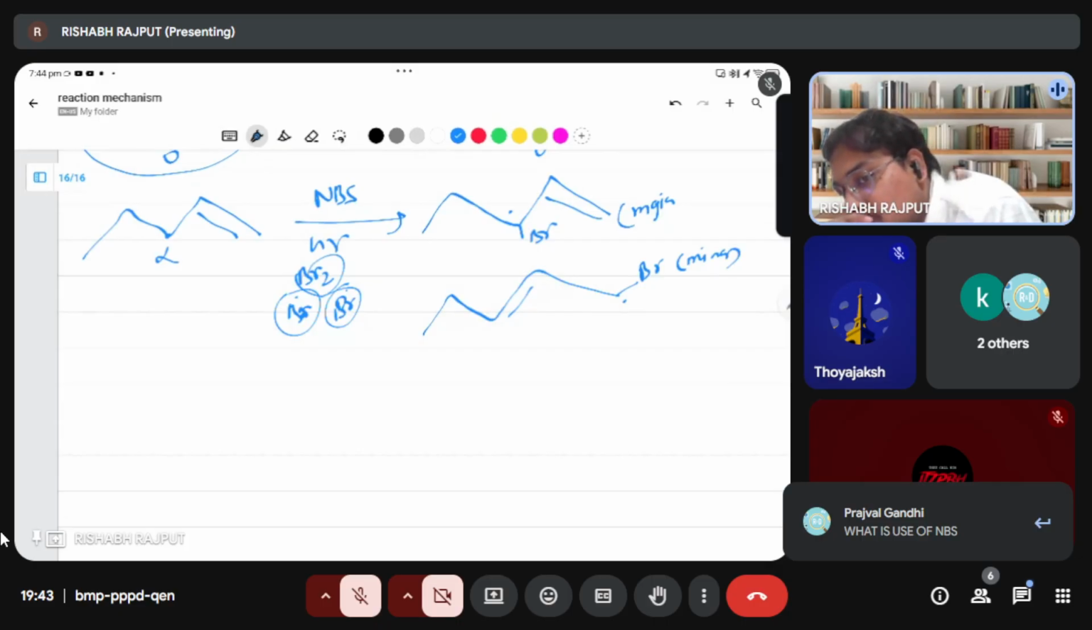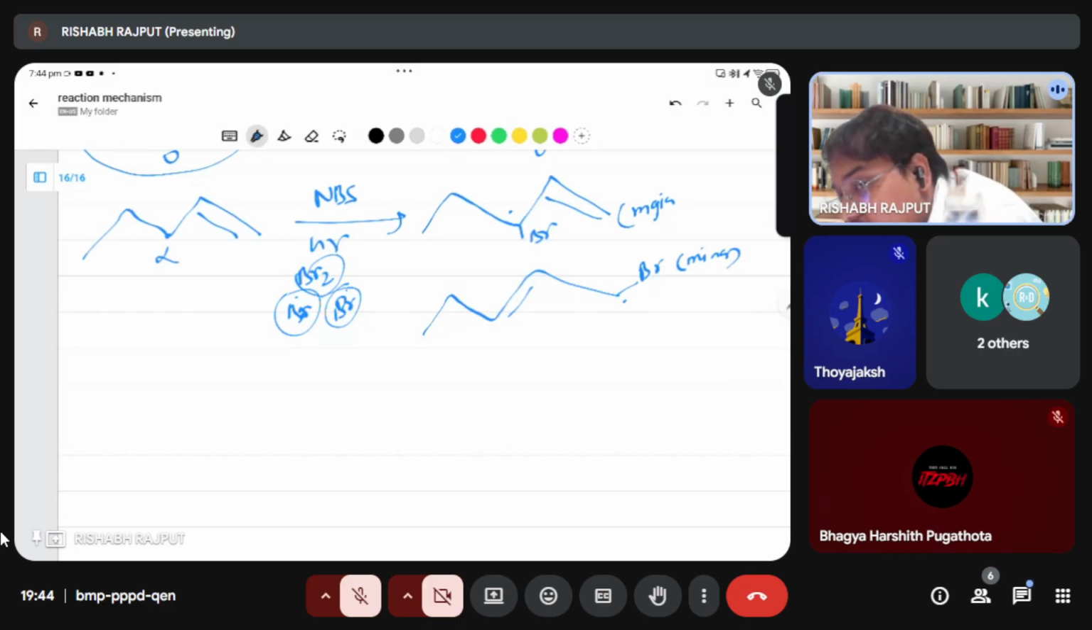See, now we are using NBS because in NBS you will get a very little amount of bromine. Because of the little amount of bromine, a substitution reaction will happen. Otherwise, in the normal case, an addition reaction will happen. But because of the low concentration of bromine, you will get allylic substitution here.